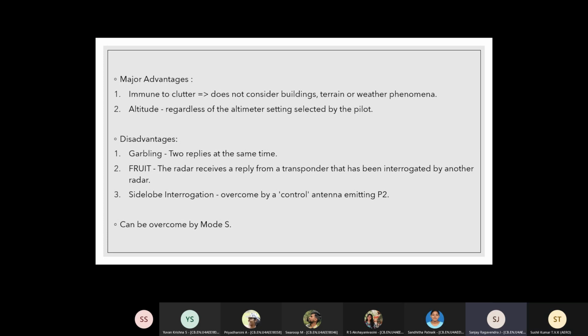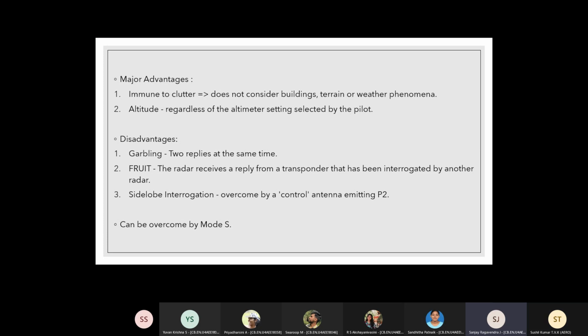The second disadvantage is of fruiting. FRUIT stands for False Reply Unsynchronized In Time, or false reply unsynchronized interrogation transmissions. Fruiting happens when the radar receives a reply from a transponder which is not intended for that radar but rather for another radar. The problem with fruiting is that as we don't know the time of interrogation, the range estimation will be wrong and give a random value. Also, there is another reply, even if it is a valid one, garbling will be coupled with it.